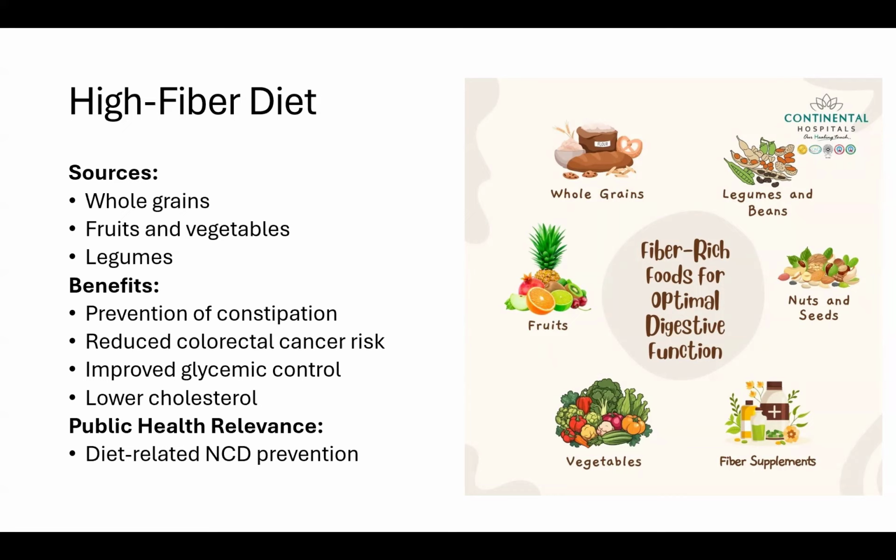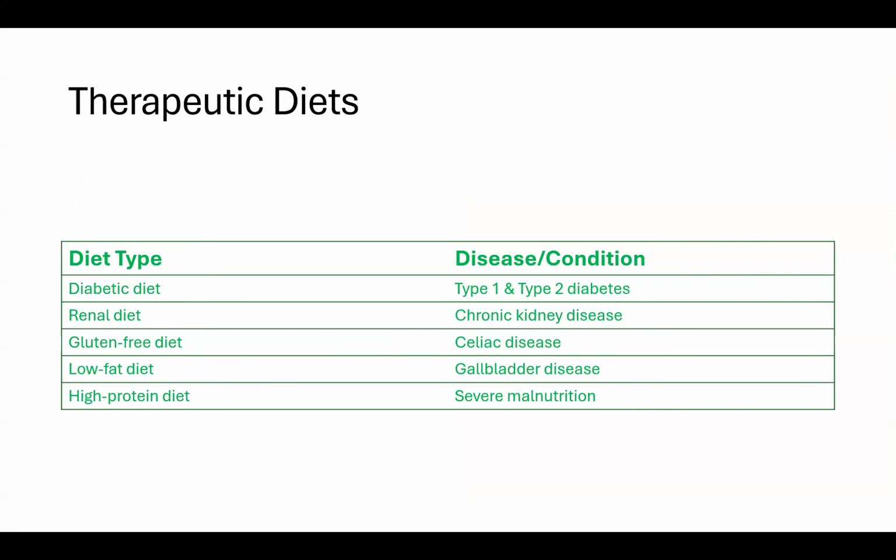So the foods which are rich in fiber include whole grains, legumes and beans, nuts and seeds, fiber supplements, vegetables and fruit again. These are some of the therapeutic diets which are used for different diseases or conditions. Like we have diabetic diet for type 1 and type 2 diabetes, renal diet for chronic kidney disease, gluten-free diet for celiac disease, low-fat diet for gallbladder disease, and high-protein diet for severe malnutrition. So according to the different conditions or diseases, the same concepts can be applied, and some food items can be increased and some can be removed from the diet to make them relevant for that particular person.